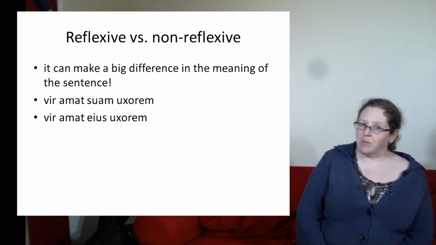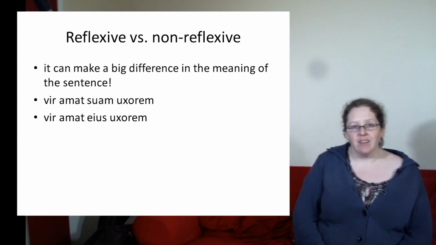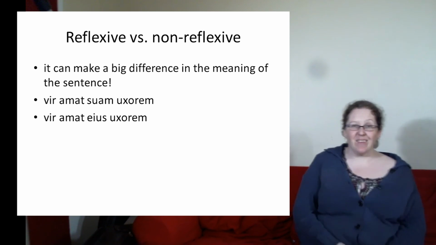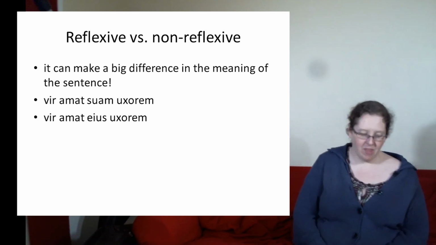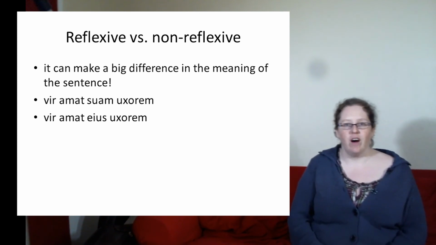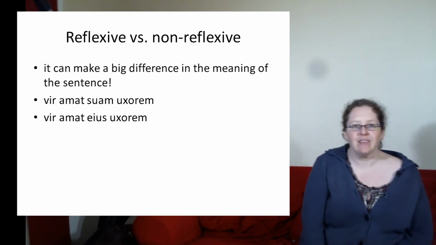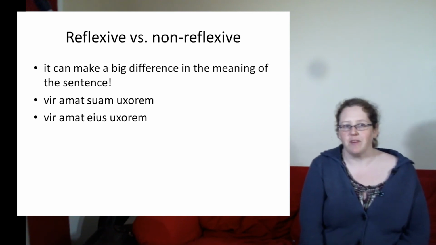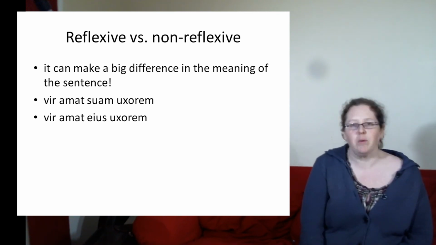So the first example is a perfectly reasonable thing to say for a Roman. The man loves his own wife. The second one is quite scandalous. The man loves somebody else's wife. So it's very important to know whether you're using a reflexive or not when you are writing Latin sentences, or you could be unintentionally saying something very scandalous about the Roman you were referring to.